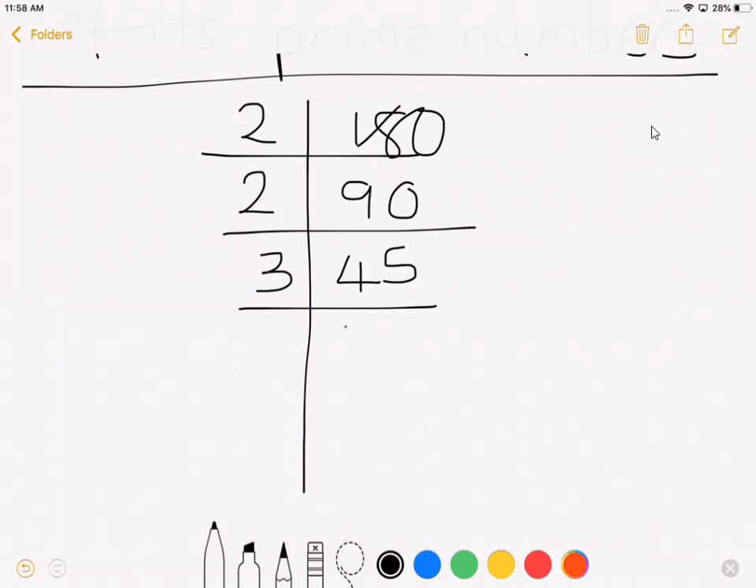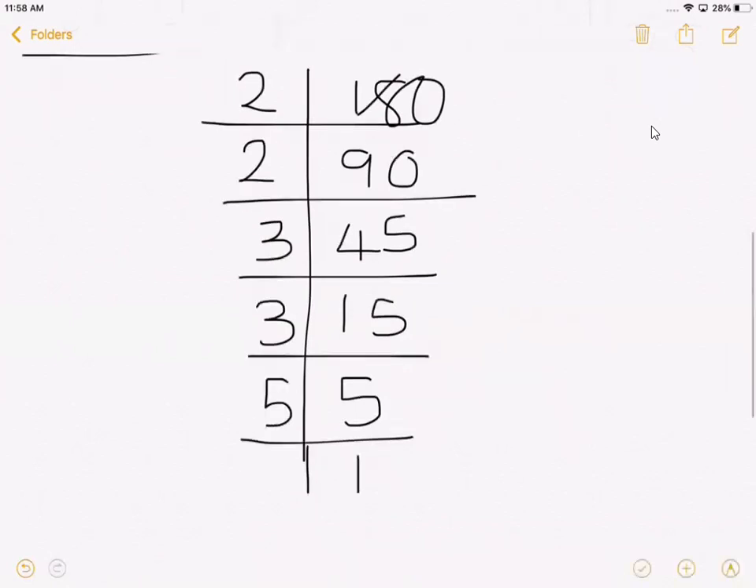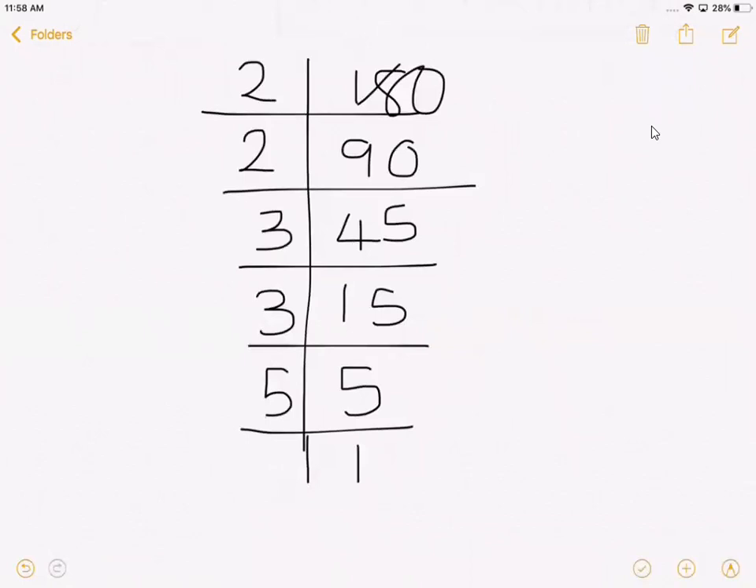3 goes into 45 how many times? 15. Again, the smallest number that goes into 15 is 3. 3 into 15 goes how many times? 5 times. And the smallest number that goes into 5 without leaving a remainder is 5. 5 into 5 goes how many times? Once. Then after I get 1, I stop.